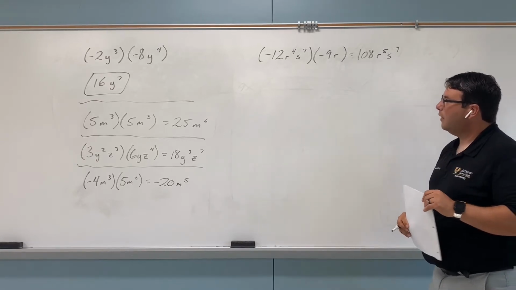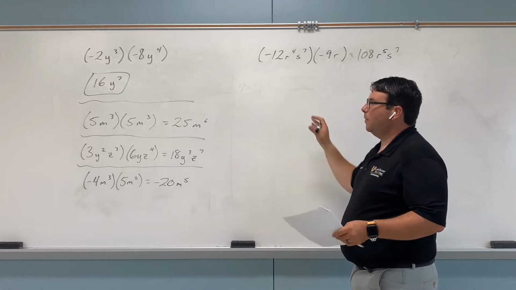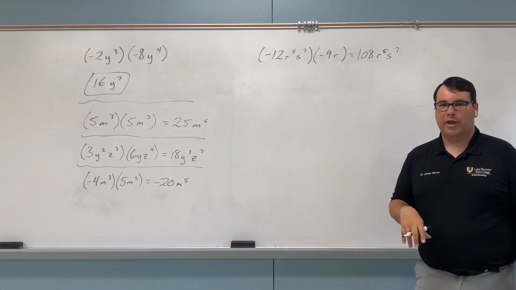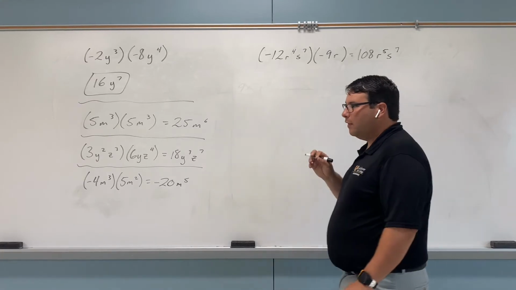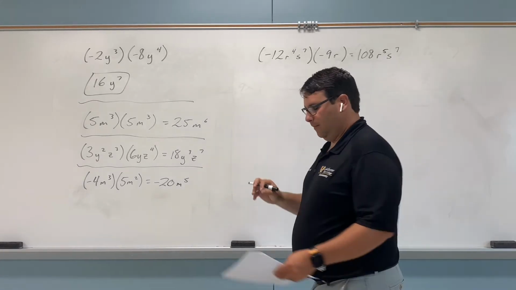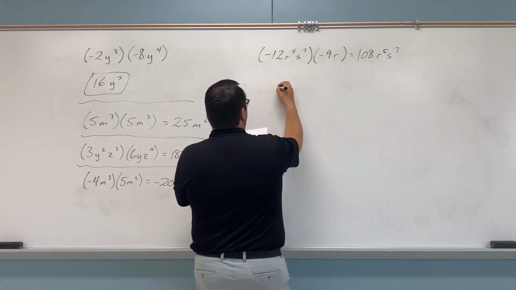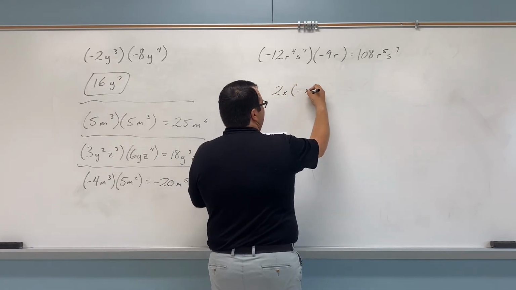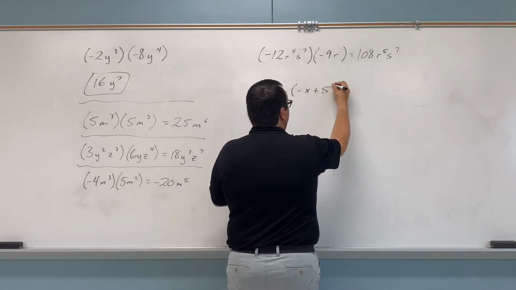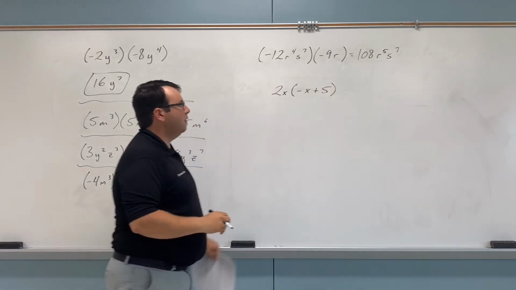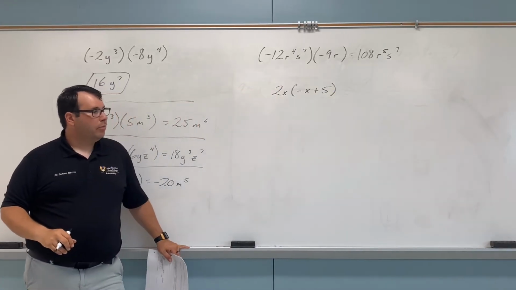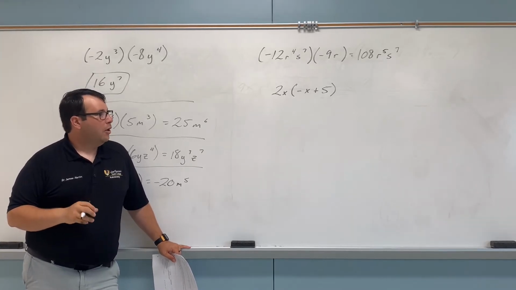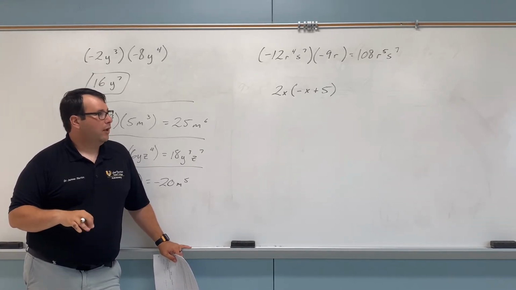Okay, so that's monomial times monomial, one term times another as you go through your multiplication. Now, to extend this thought just a little bit, if I were to take a monomial and multiply it against a binomial, something like 2x times negative x plus 5. So I have a monomial, that's that 2x, times a binomial, that is the negative x plus 5.